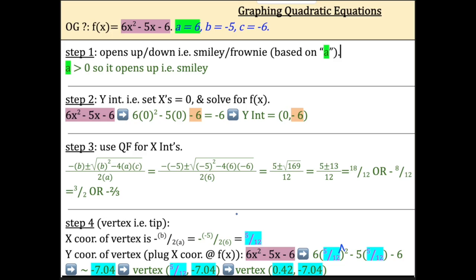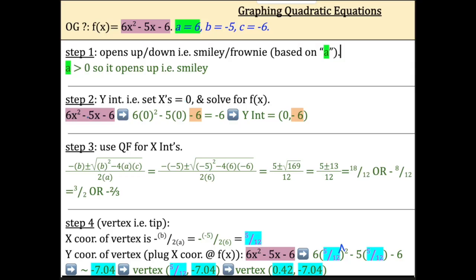Okay, so your first step is to figure out if it opens up or down, aka smiley or frowny. In this case, because A is positive, it opens up, aka smiley. Step 2, figure out the y-intercept. For your y-intercept, set x equal to 0. Again, whatever intercept you're trying to find, set the opposite letter equal to 0.